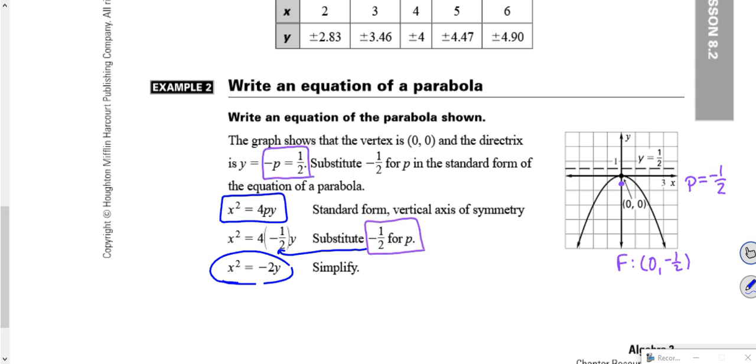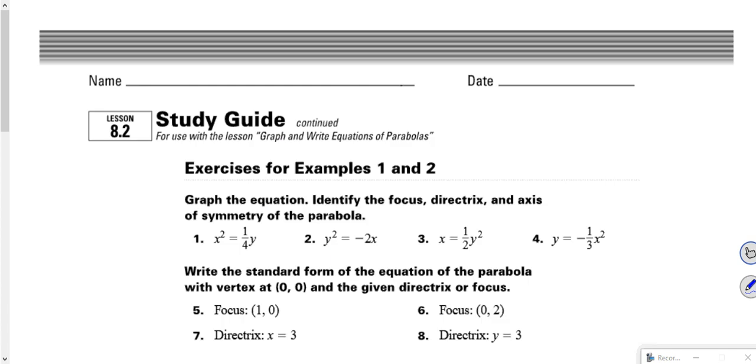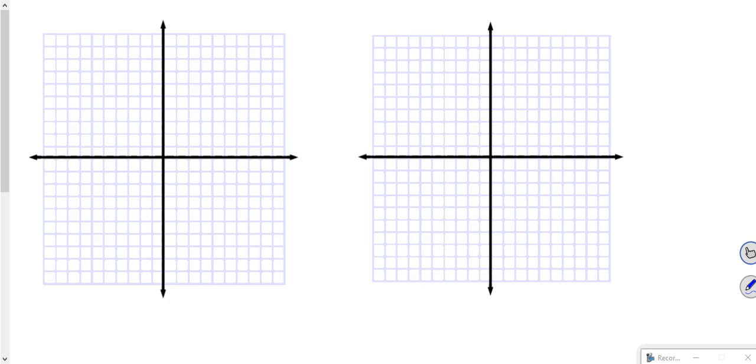So let's look at the back page. Graph the equation, identify the focus, directrix, and axis of symmetry of the parabola. Now, I have actually added another page to these notes so that we've got some decent graph to work with. So let me go on to the next page. So we have x squared equals 1/4 y. Okay, so I'm going to put that here. x squared equals 1/4 y.